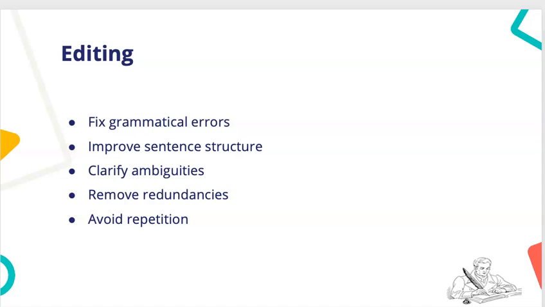Editing. This is about fixing grammatical errors, improving sentence structure, clarifying ambiguity, and removing redundancy in the text. Avoid repetition and make your paragraphs coherent and interrelated with each other so that your ideas have a clear flow. Editing refers to looking at the text more closely, resolving grammatical issues, and ensuring clarity of the text. This means going through the text at a sentence by sentence level, looking out for any errors or mistakes in the form of information or grammatical errors.